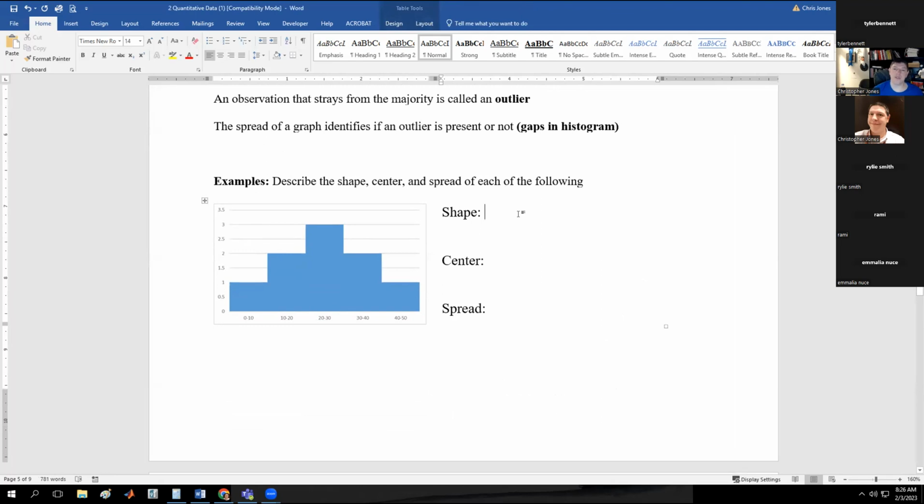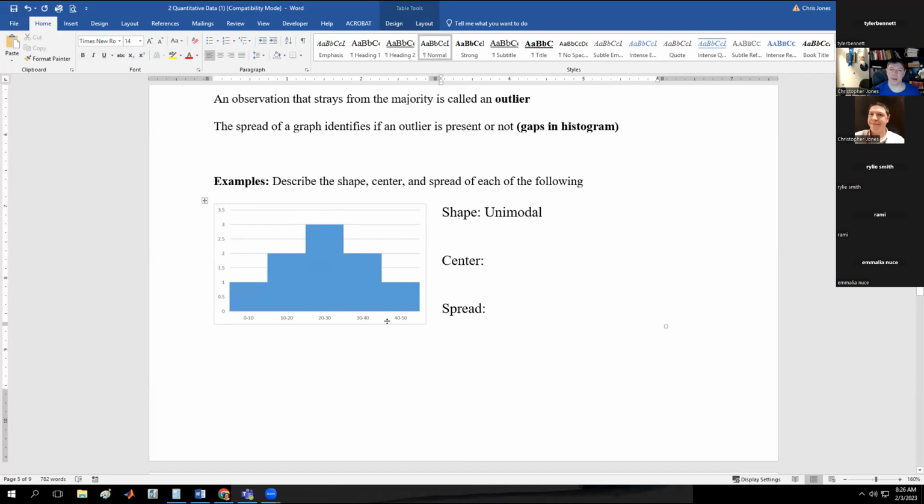You can just put it in the chat if you want to, or you could say it. Which shape do you feel that this graph best illustrates? Is it unimodal, multimodal, bimodal, or uniform? Unimodal. Good. Absolutely. Good job. So this is certainly a unimodal graph. Can everybody see that there's one distinct peak right here in the class 20 to 30? That's how we know it's unimodal.